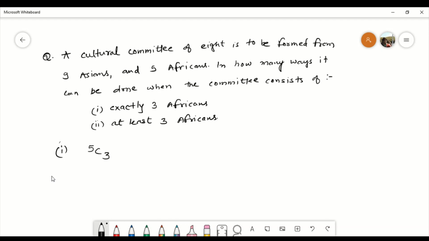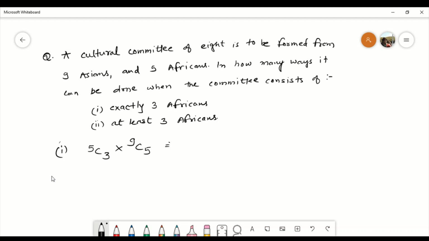Now once we select these 3 Africans, since we have to create a committee of 8, we are left with 5 spots, and that has to be filled with the Asian people, because we have already exhausted the quota for Africans. So we have to select 5 Asians from a pool of 9 Asians. Now why is it multiplied? Because it is again the multiplication theorem, which says that for each of this selection I have to make this selection. So for every 3 Africans that I choose, I need to select 5 other Asians to create that committee.